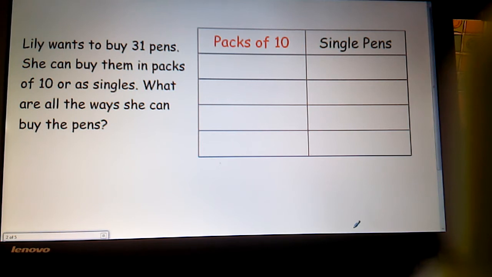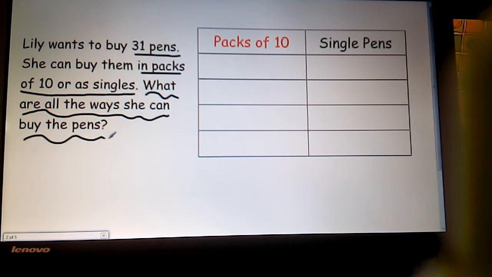The first thing I tell students to do is to underline the important information. We know that Lily wants to buy 31 pens. She can buy them in packs of 10 or as singles. And lastly, always underline the question because that's what we need to find out. You can see over here that we have a graphic organizer labeled on the left-hand side packs of 10 and on the right-hand side single pens.